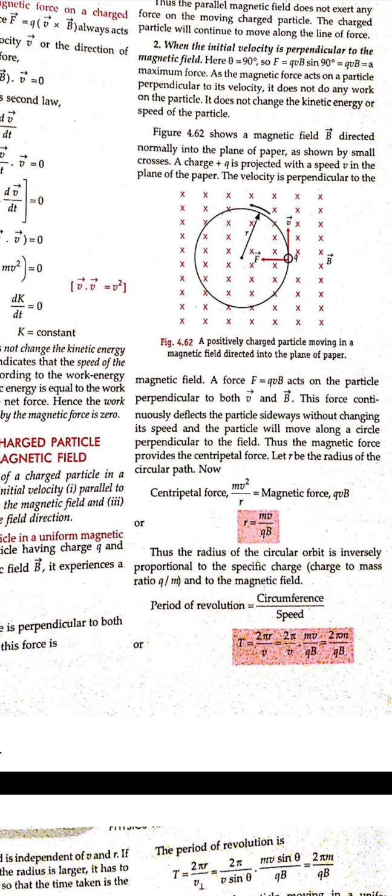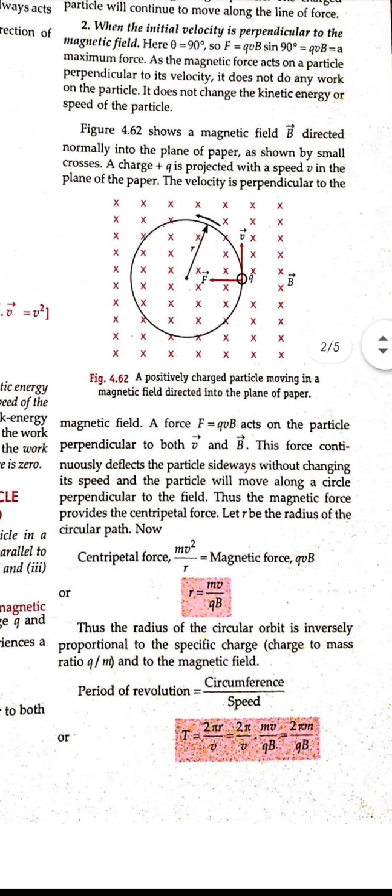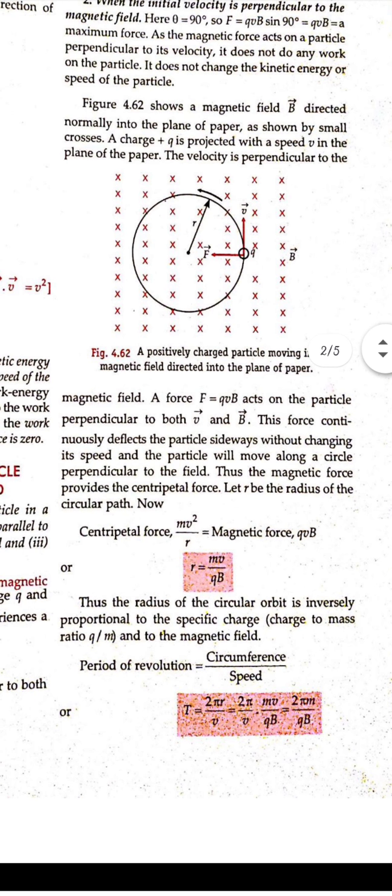Here you see a positively charged particle moving in a magnetic field directed into the plane of the paper. Small crosses are made here, and we have learned that whenever the magnetic field is directed inward, toward the plane of the paper, it is shown by a cross. It acts as a force, that is F equals qvB. So the force continuously deflects the particle without changing its speed. It deflects because of F = qvB, but since it is moving in a circular loop, some force is acting on it.